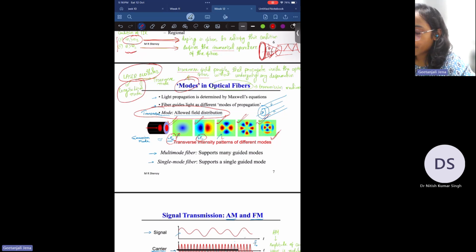depending on the capacity of the fiber, we can divide the fiber into two types. One is single mode fiber, where only one type of mode can propagate inside the optical fiber, and another one is multi-mode fiber, which supports many modes to propagate inside it. Maybe LP01 and LP11 can both simultaneously propagate inside a multimode fiber, but only one type of mode can propagate inside a single mode fiber. And for long distance communication, we typically use single mode fiber.